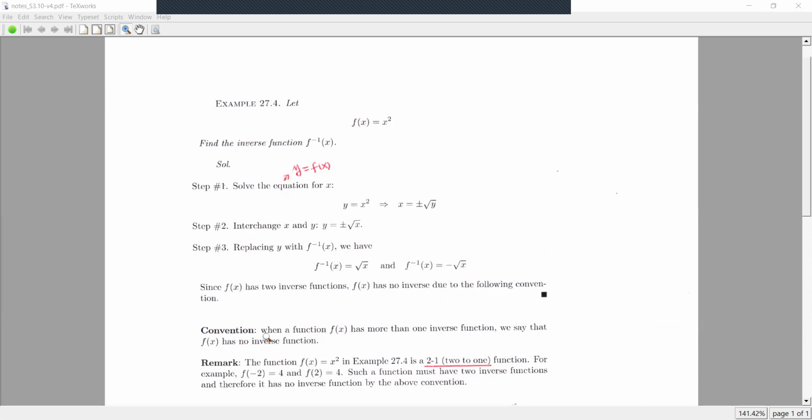Convention: when a function has more than one inverse function, we say that the function has no inverse function. This is similar to limits. When a function has more than one limit, we say that the function has no limit.